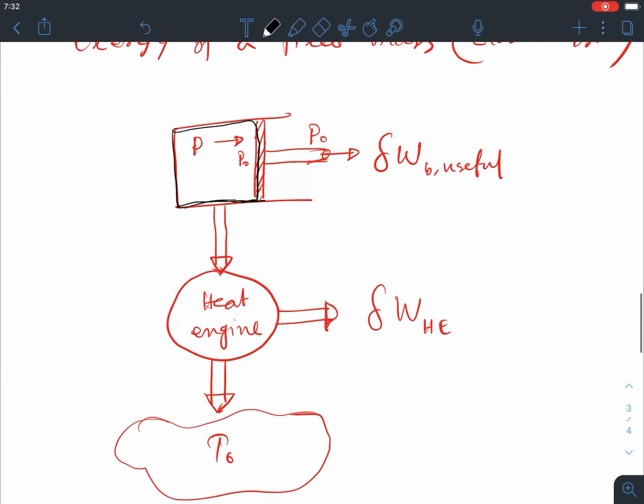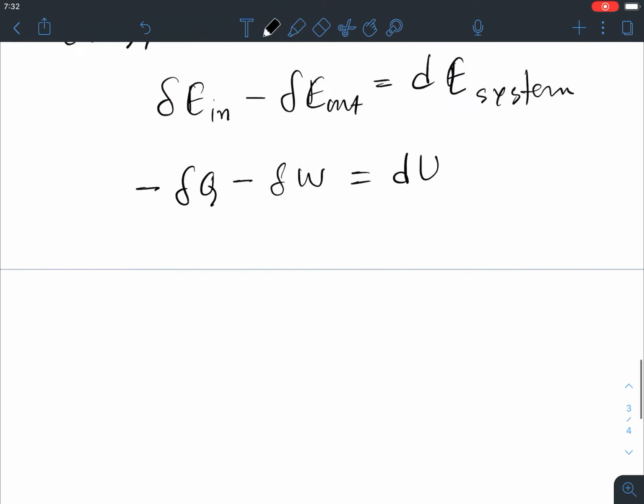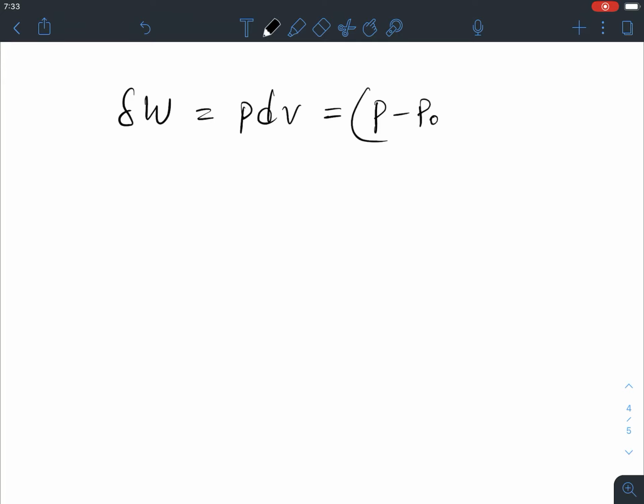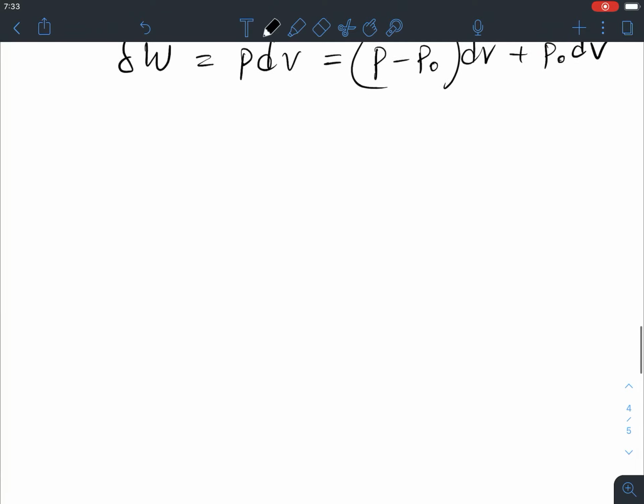Now for a closed system, actually this piston cylinder arrangement, we know the definition of the work. If it is a closed system, then the work equals P dV, right? But we can write this equation like this: (P minus P naught) dV plus P naught dV. Basically we can omit these two terms, P naught dV and P naught dV, and it will leave only P dV, which is this term.